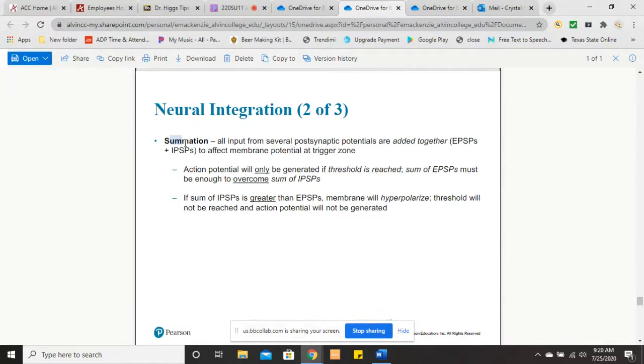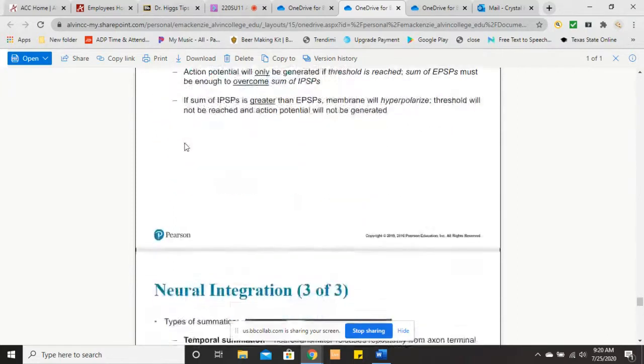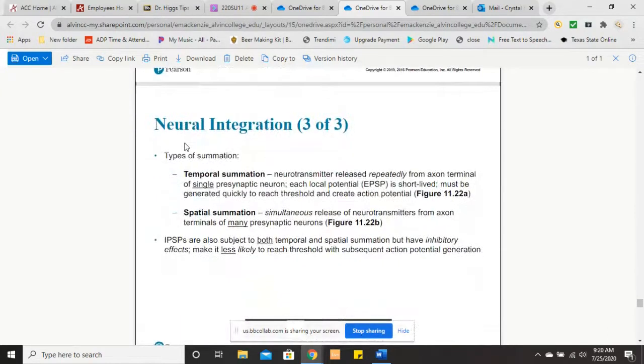This is your neuron listening to all the signals. It's going to add them up. And it has different ways to do it. There are different types of summation. There's temporal summation and there's spatial summation. They are both summation, so they are both your neuron adding all the signals it's getting. The difference is in the name.